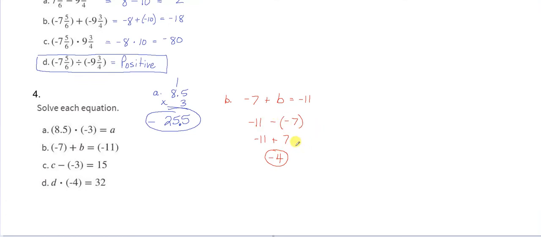We can work it out in that manner. You could also think, what could I add to -7 and get back 4 more spaces? It would have to be -4. I could see some mental math being done there too.